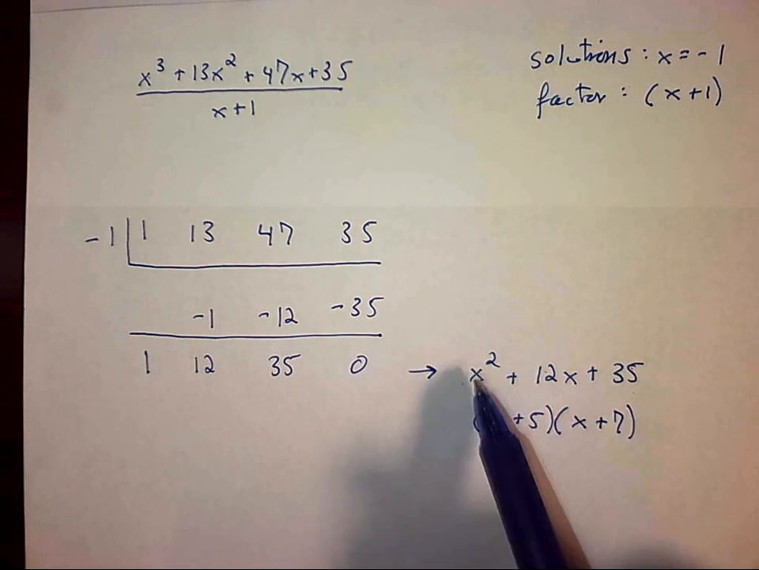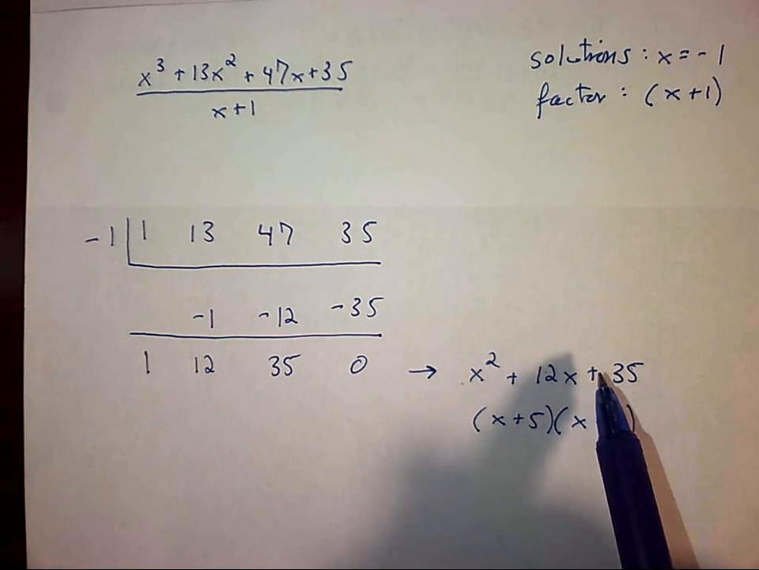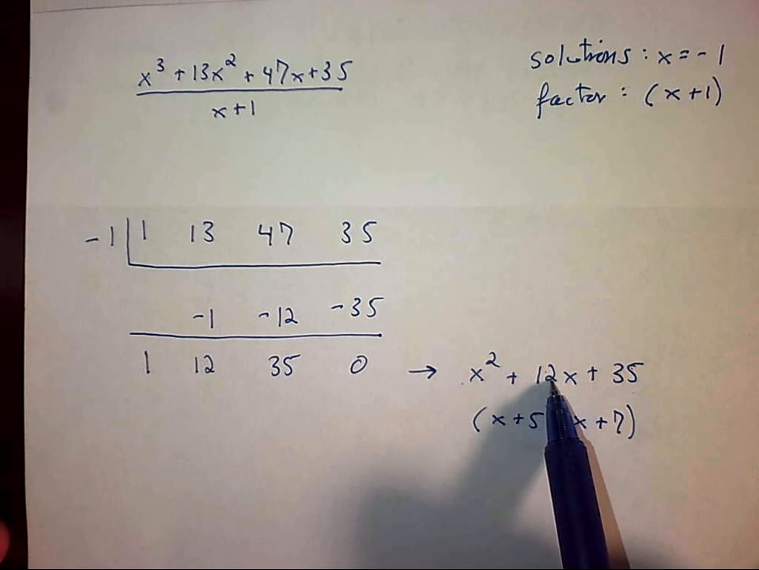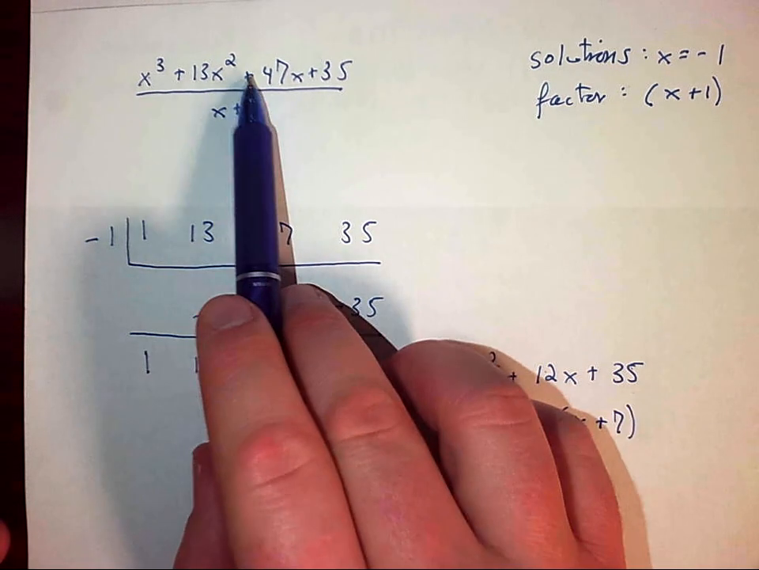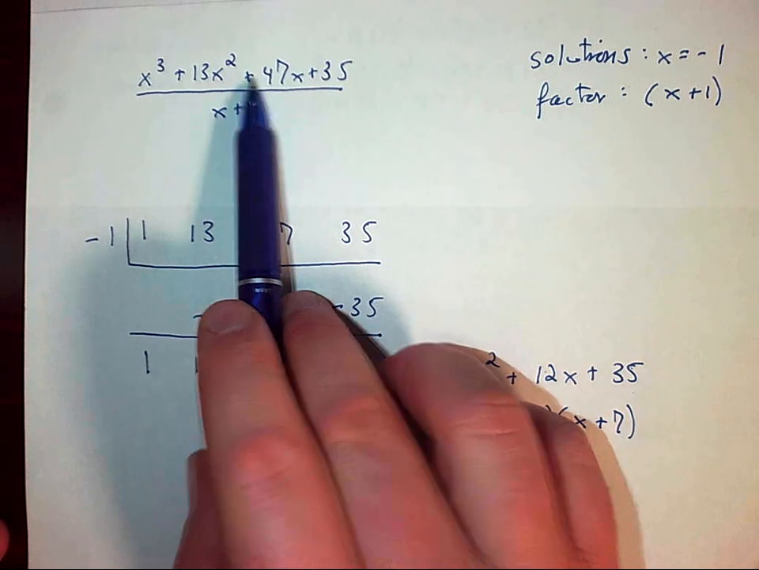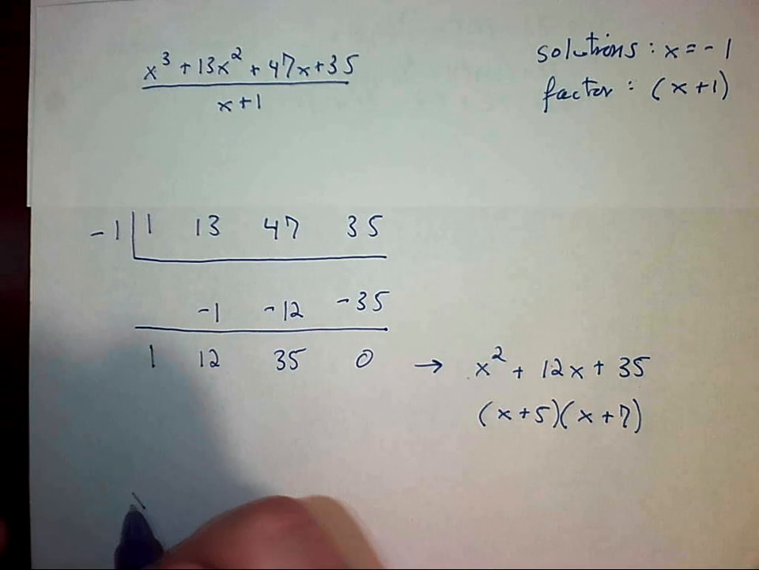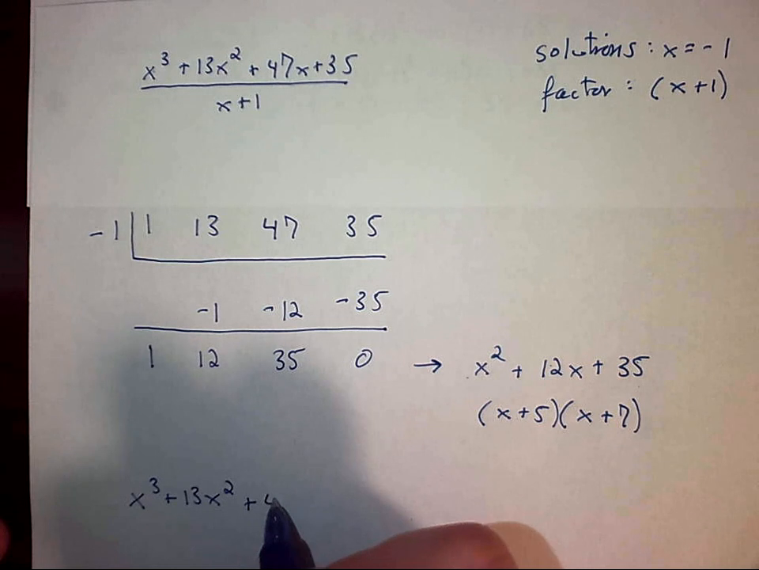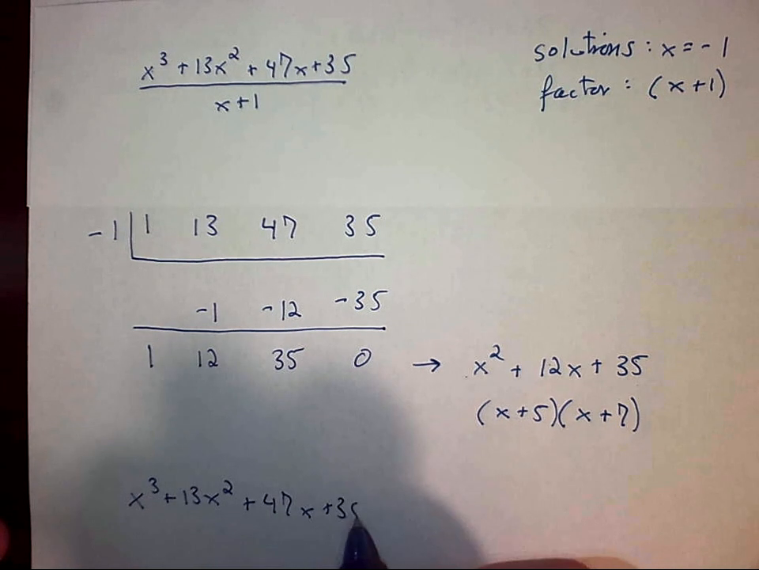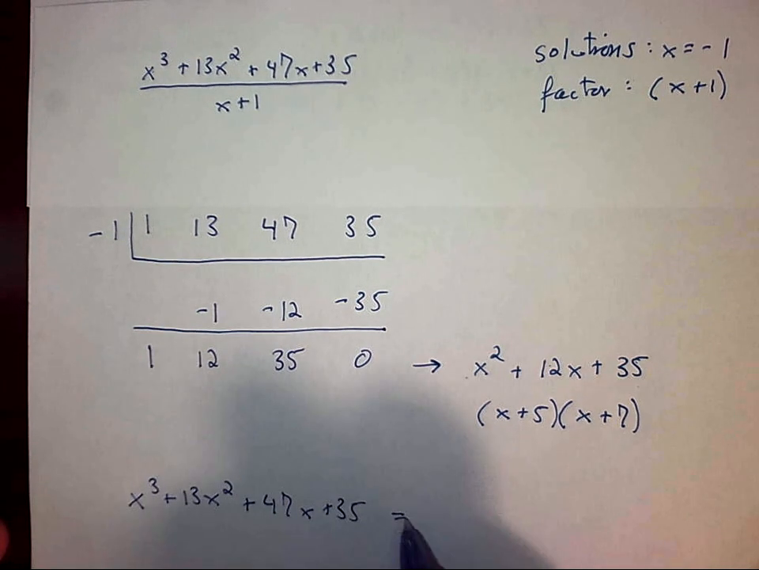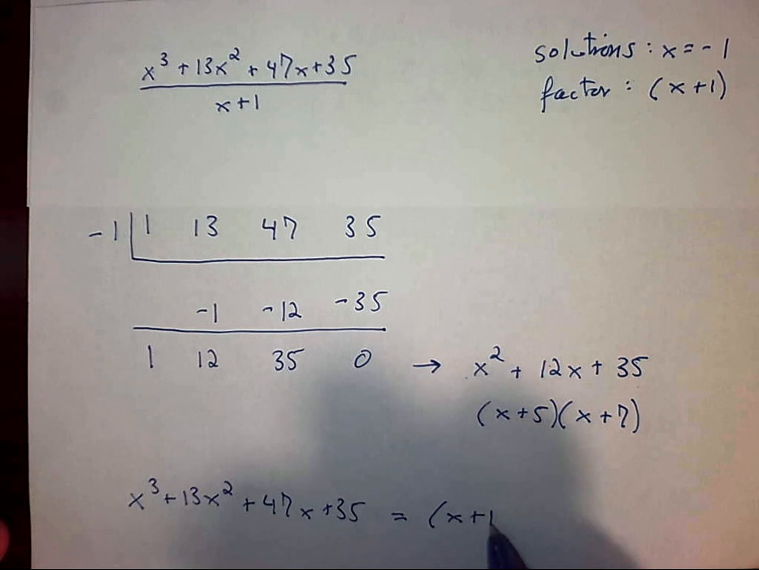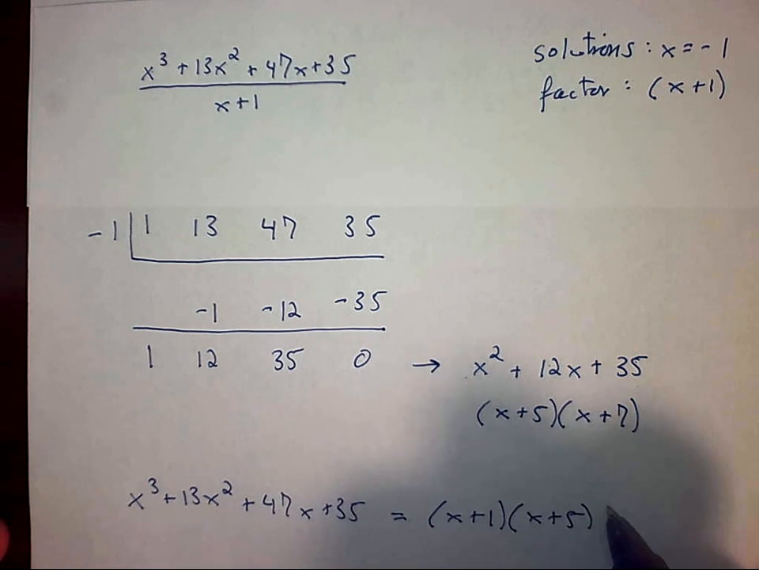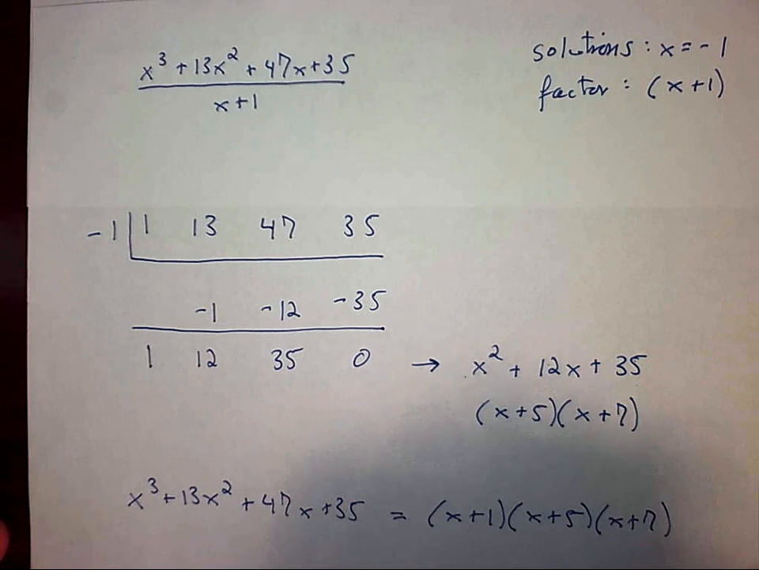And if we do that, now we've factored this. So therefore, what that means is if these two things are factors of this polynomial, and this right here is also a factor of our original polynomial, then we can say that x cubed plus 13x squared plus 47x plus 35 is the same thing as x plus 1, which is one of our factors, x plus 5, which is a factor up here, and x plus 7.